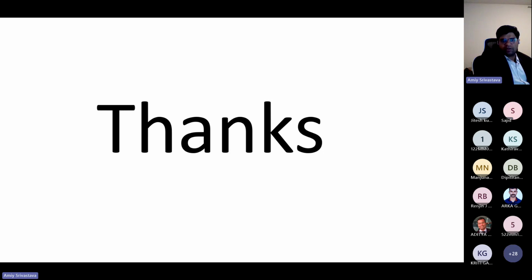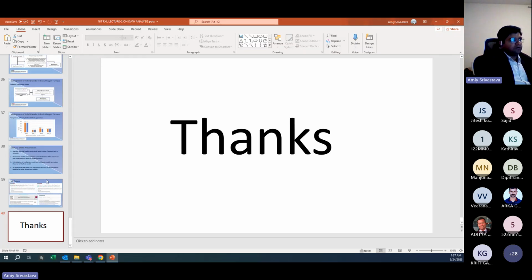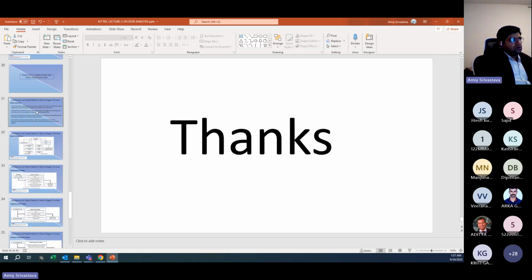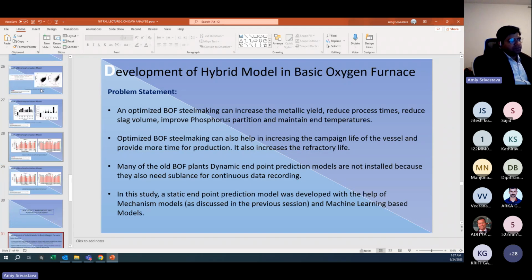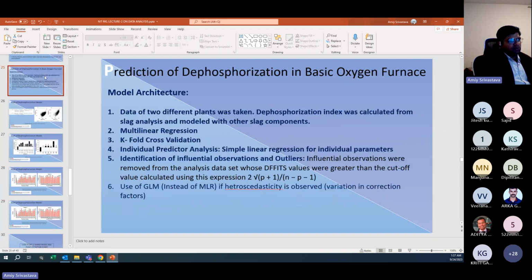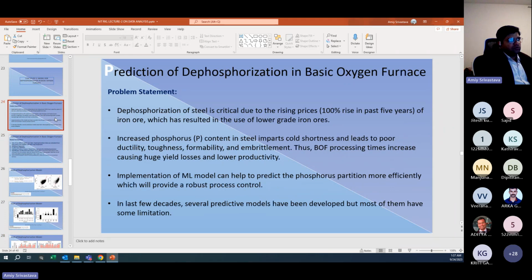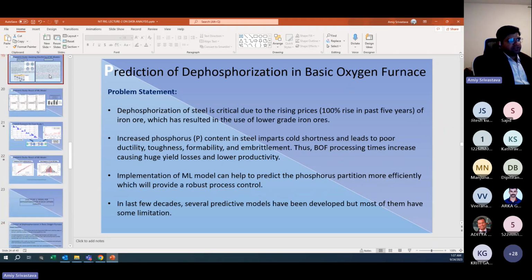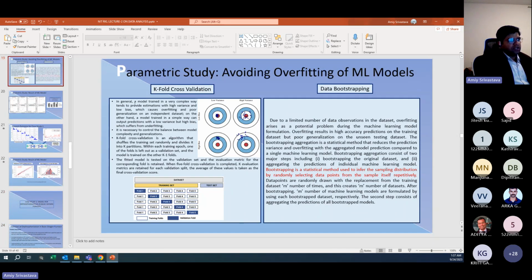Sir, what is this five-fold cross validation or ten-fold cross validation? Yeah, so sometimes our model can be overfitted or underfitted, because sometimes we have a small amount of data. If we perform this cross validation, I wrote down all the details. I will give you the presentation. You will find out. It is very easy.